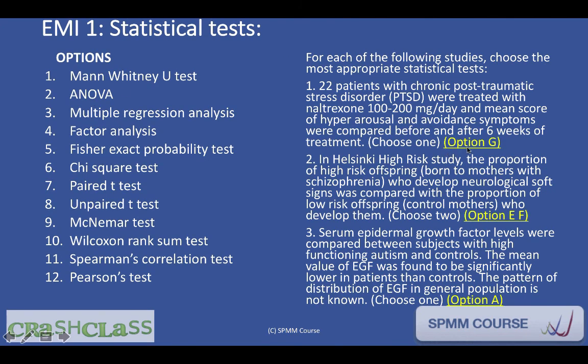So for this one, option is G. Well, A, B, C, D, E, F, G, paired t-test. For the proportion question, option would be E and F. E is Fisher's, F is chi-square. Okay, so you'll choose these 2. Option A for the Mann-Whitney U test for the epidermal growth factor question.